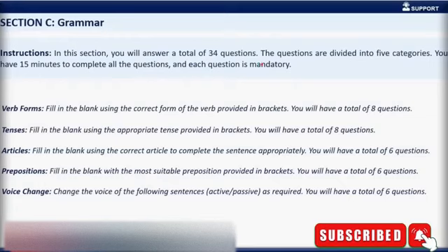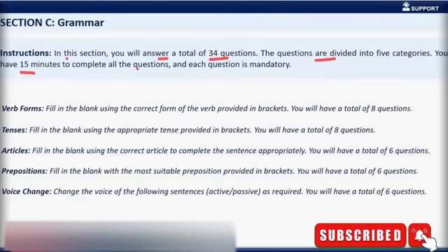Okay, so now let's move on to the next set of questions, which is of the type fill in the blanks. We will be having some fill in the blanks. We need to fill the correct answer in those blanks. Let's see the instructions before we attend those questions. In this section, you will answer a total of 34 questions. The questions are divided into 5 categories.